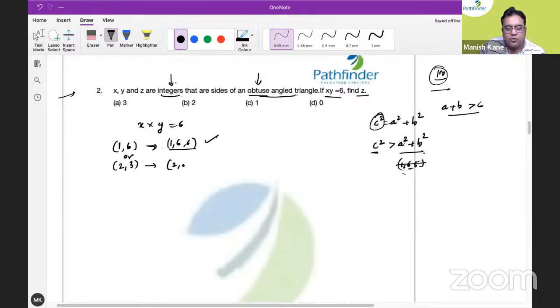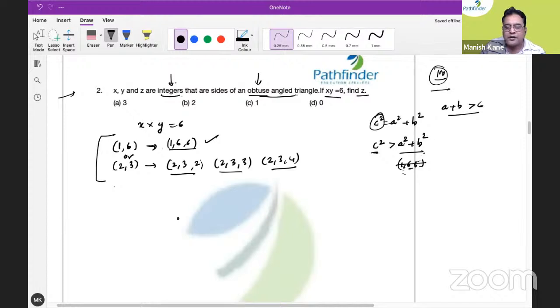With sides 2, 3, I can have 2, 3, 2. I can have 2, 3, 3. And I can have 2, 3, 4. I can't have 2, 3, 5 because 2 plus 3 becomes equal to 5. So there are only 4 possible triangles which satisfy the given condition.